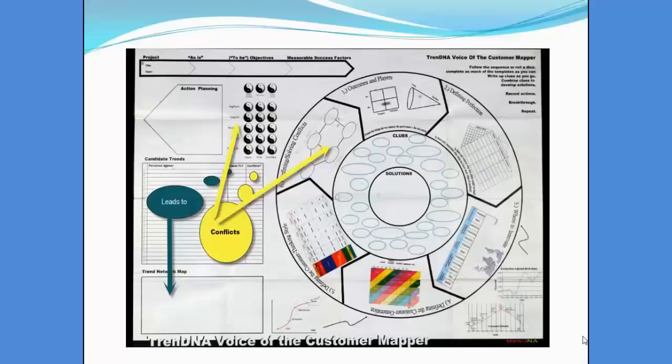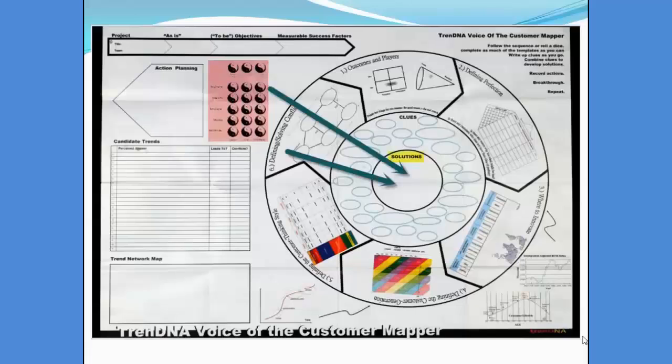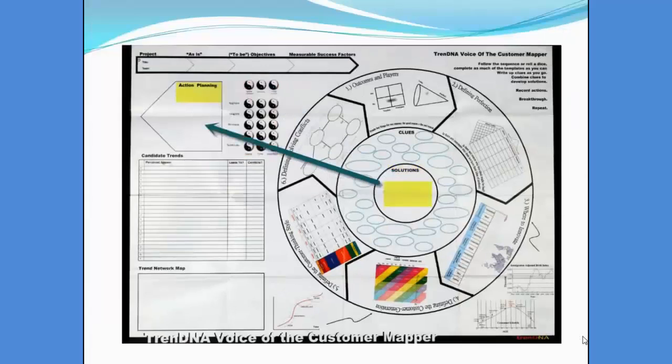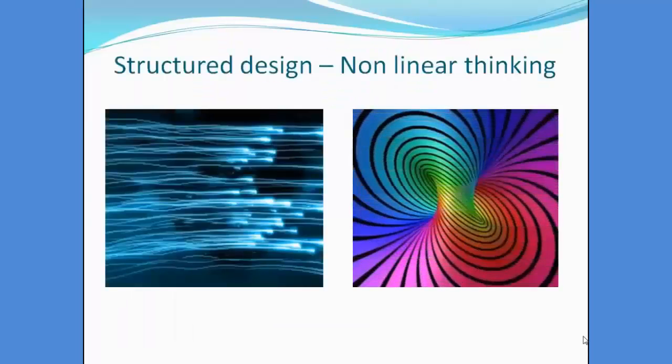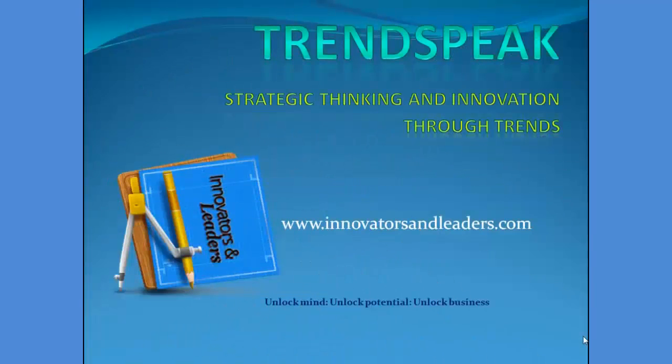The contradiction resolution activity converts clues and trends into some possible solutions. The accepted solutions are then moved to the action planning zone. While all this may appear here as structured, which they are, the thinking is non-linear all the way. So that is TrendSpeak for you from innovators and leaders, an effective aid for all forms of top strategic thinking.